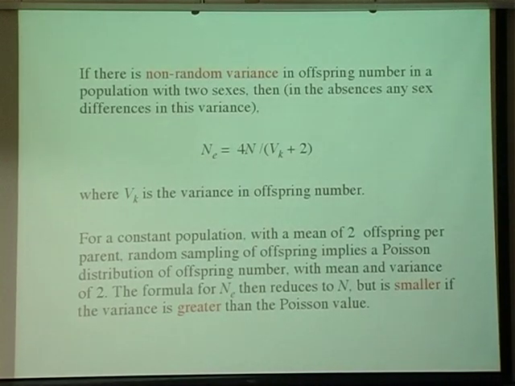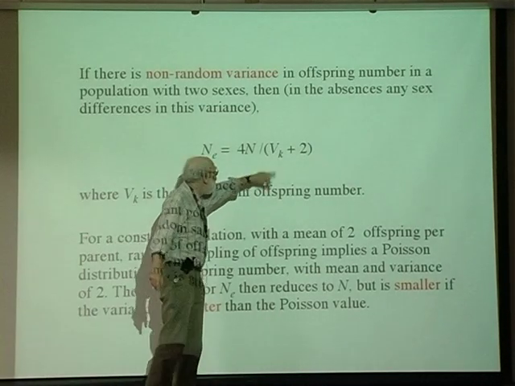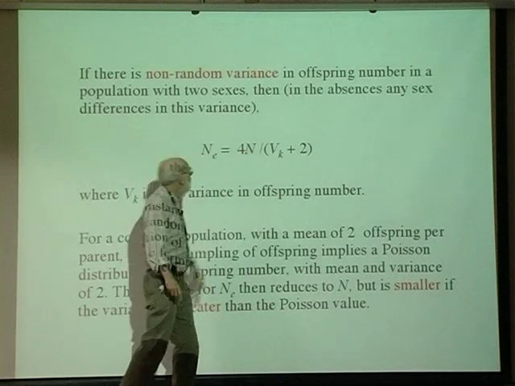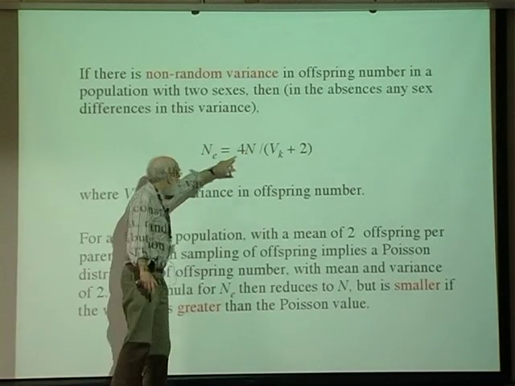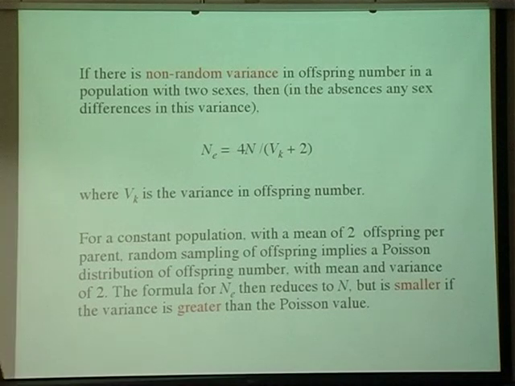And you can see that if we have a Poisson distribution, a basic fact of mathematics is the mean of the Poisson distribution is equal to its variance. So the variance here becomes 2, so we get 4 divided by 4. It gives us NE is equal to N. So in that case, the effective population size is just the same as the number of breeding individuals. We're making no distinction here. If there's two sexes, they're equal in number and have the same variance, which simplifies life a lot.